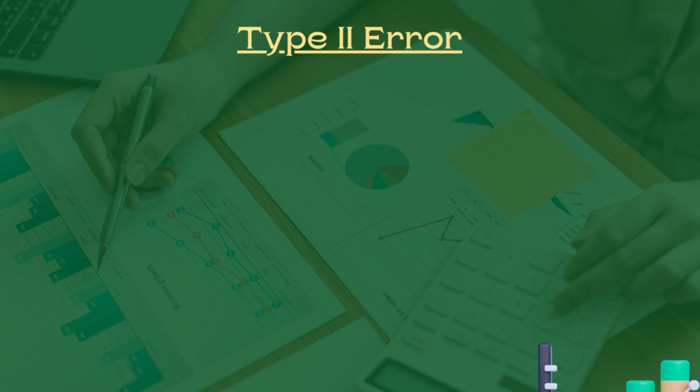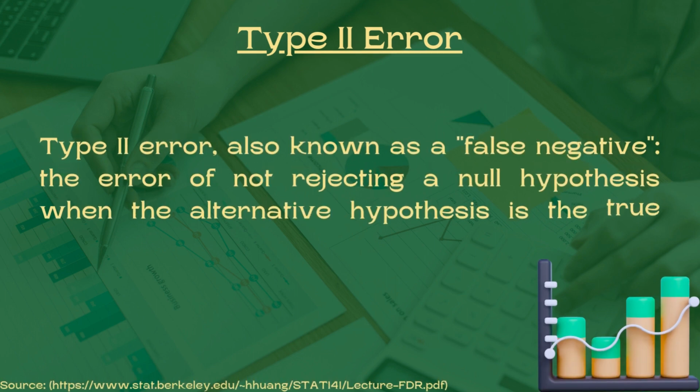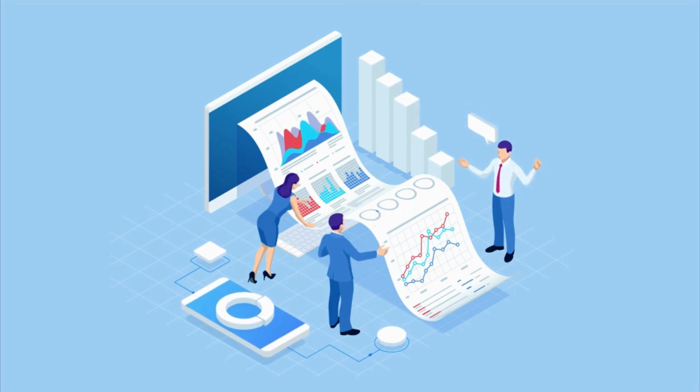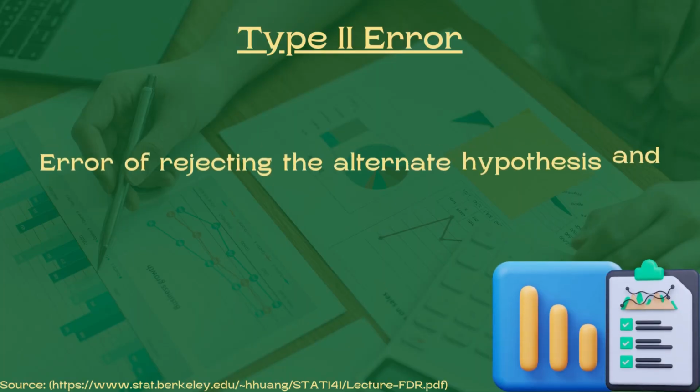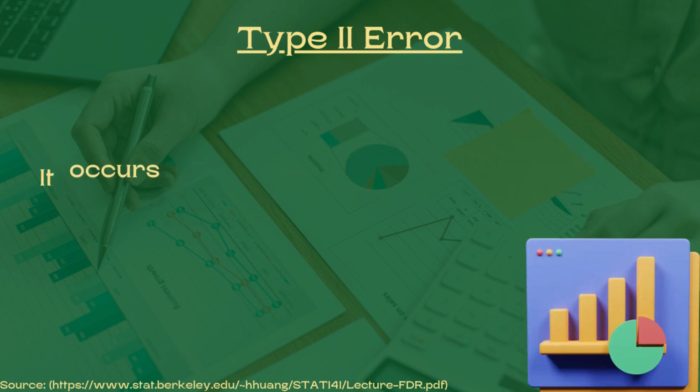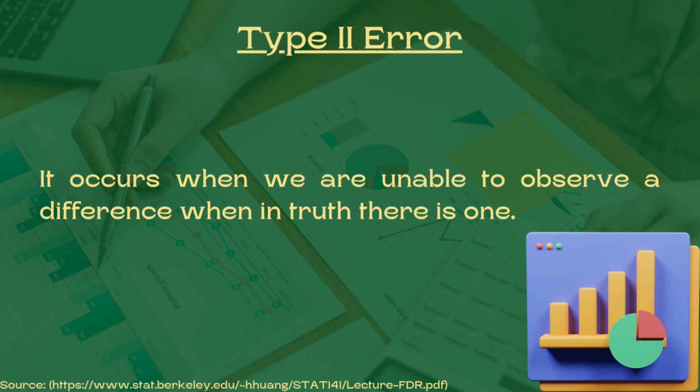The type 2 error is also known as the false negative, the error of not rejecting a null hypothesis when the alternative hypothesis is the true statement of nature. It means that in this case, we are rejecting the alternate hypothesis while a true difference lies between the means of the two samples. It is the error of rejecting the alternate hypothesis and accepting the null hypothesis while there is a true difference. Plainly speaking, it occurs when we are unable to observe a difference when in truth there is one.